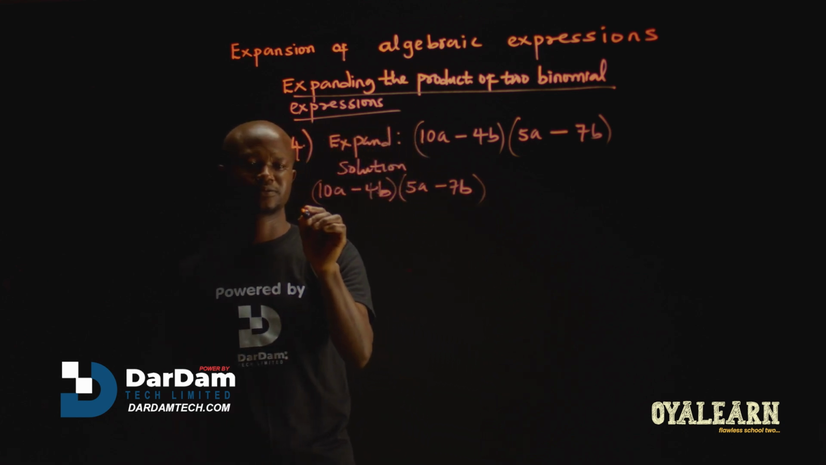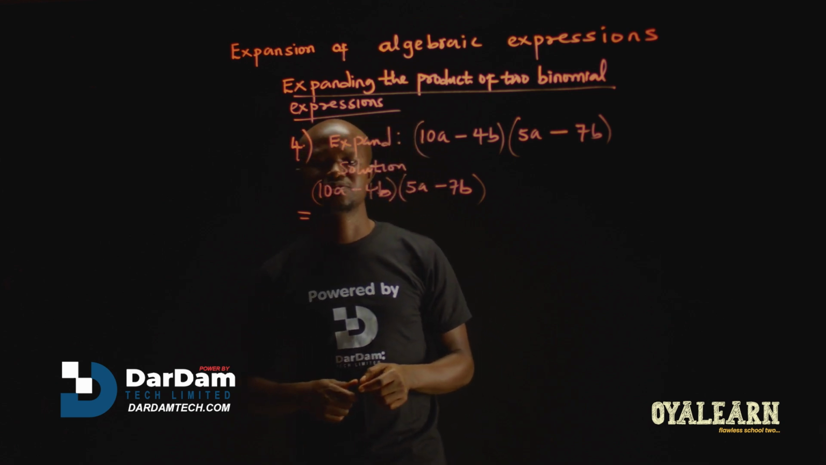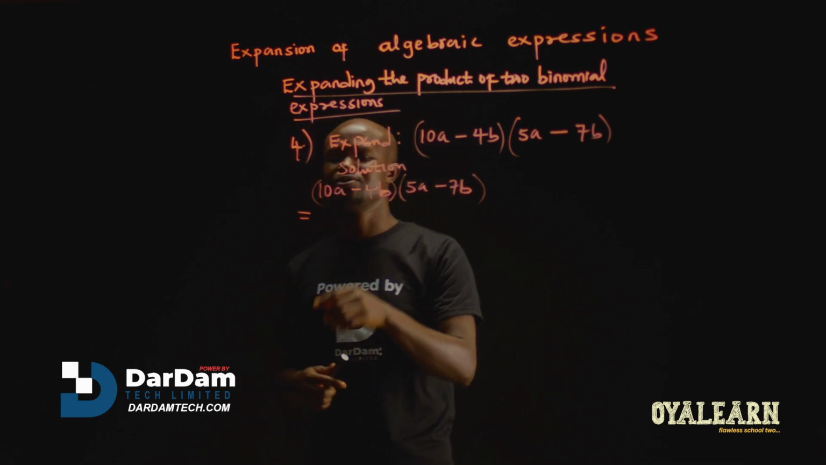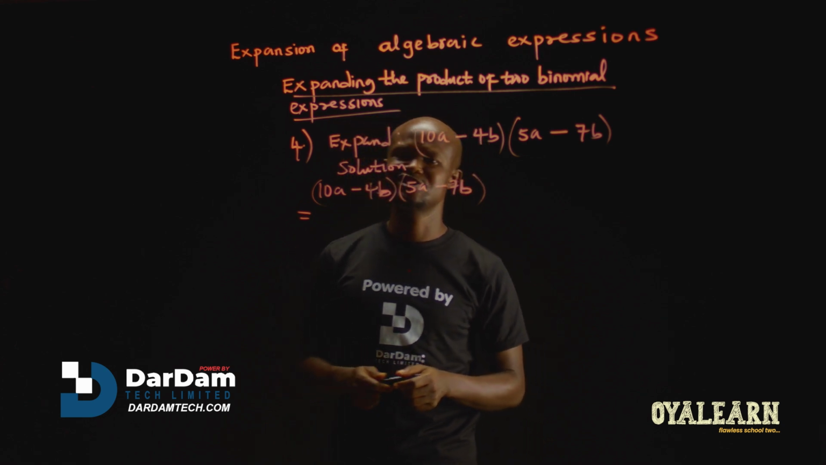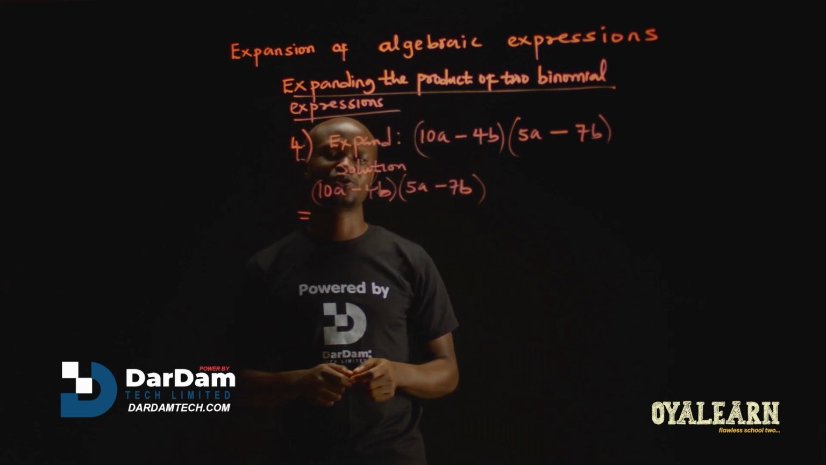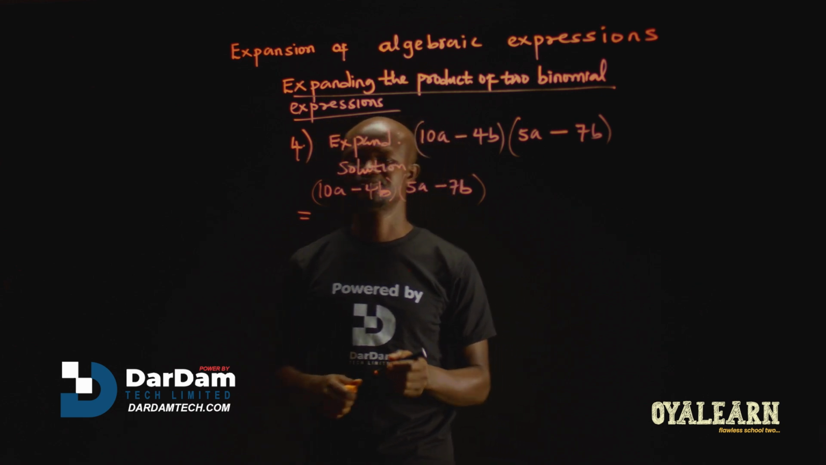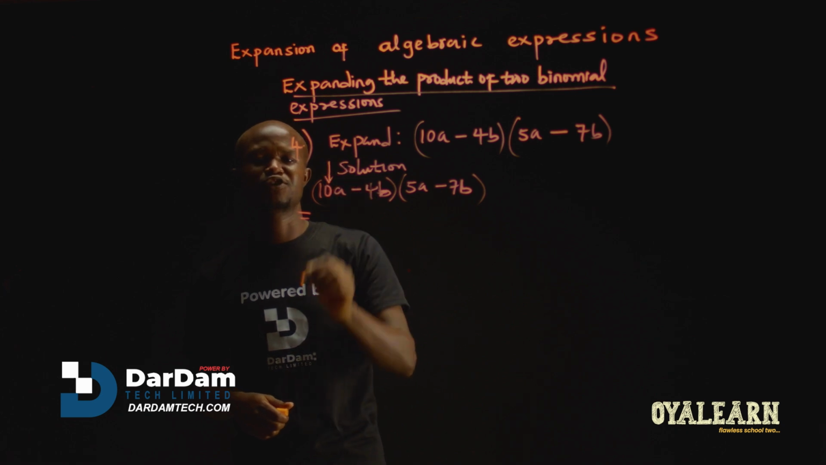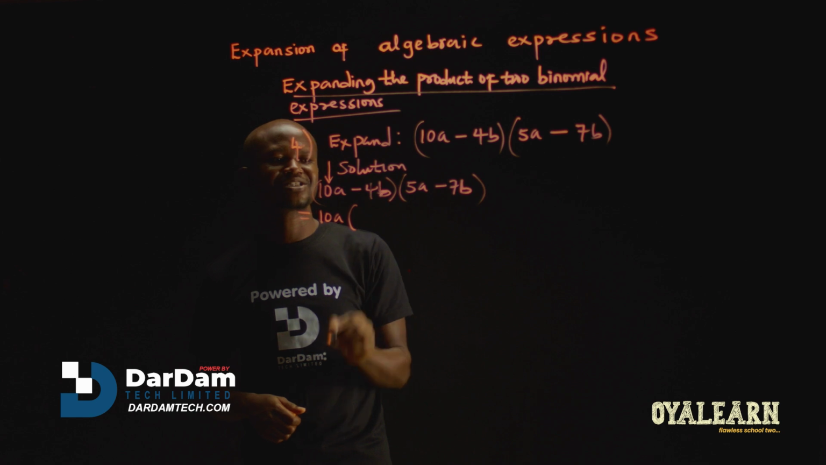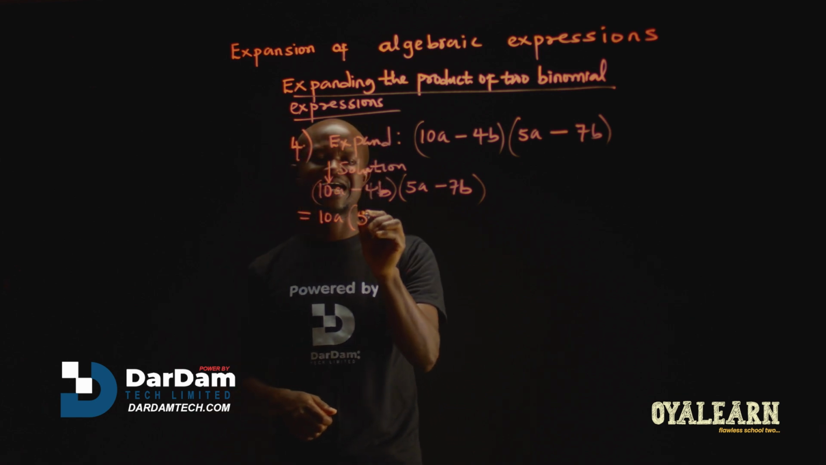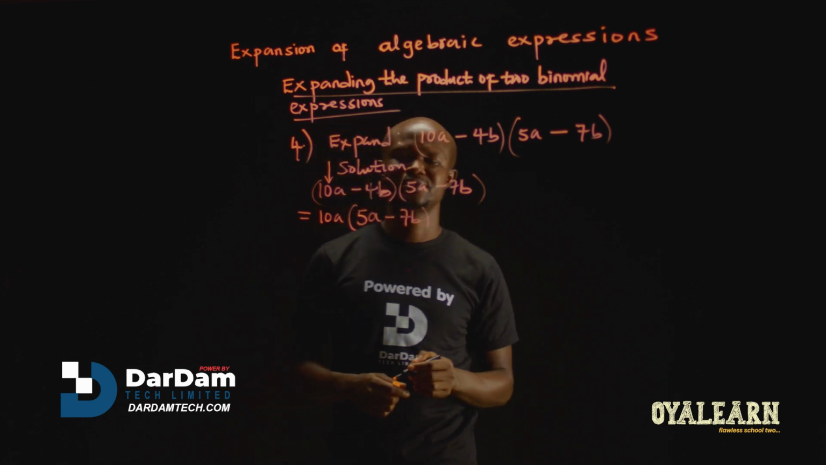Now, the next thing for us to do is to use the first term in the first binomial expression, then to multiply the whole of second binomial expression. What is the first term in the first binomial expression? That's 10a. Then we use 10a to multiply 5a minus 7b.